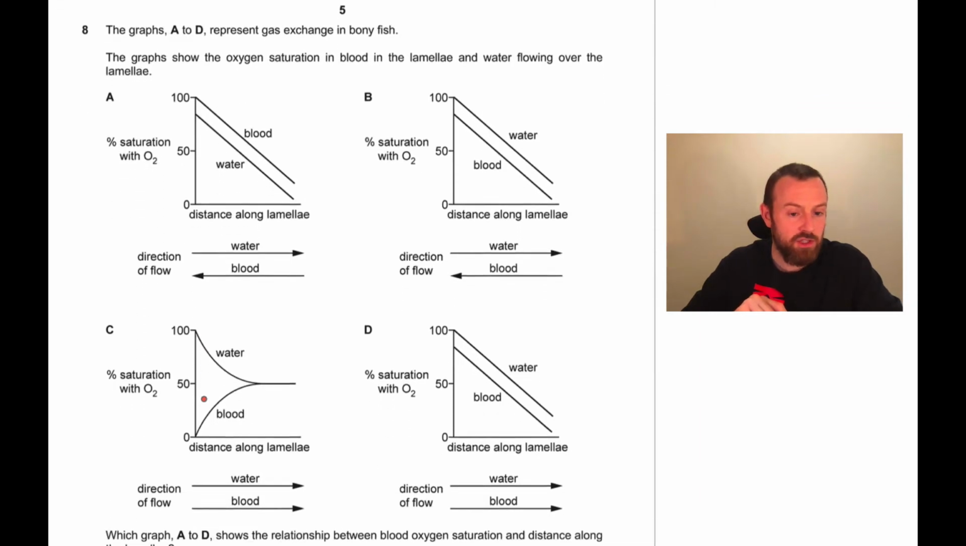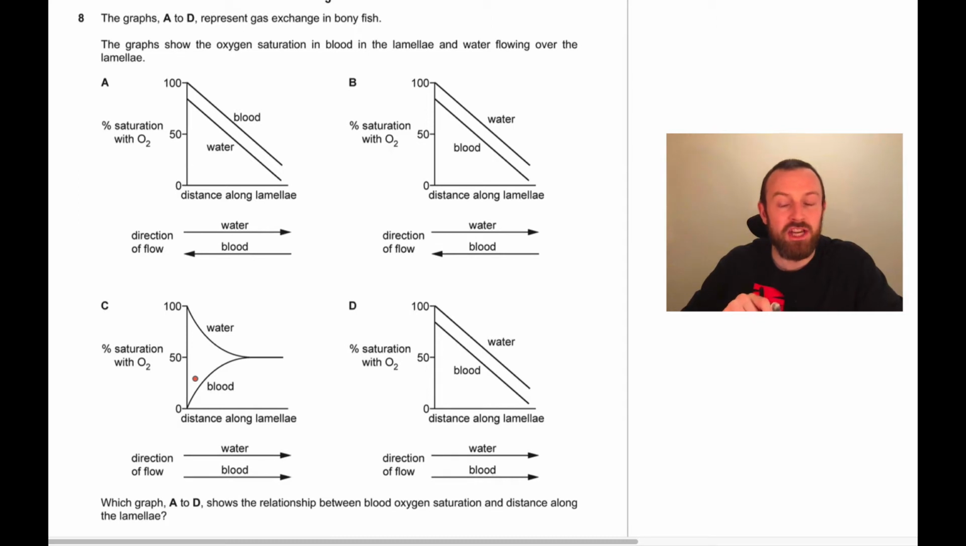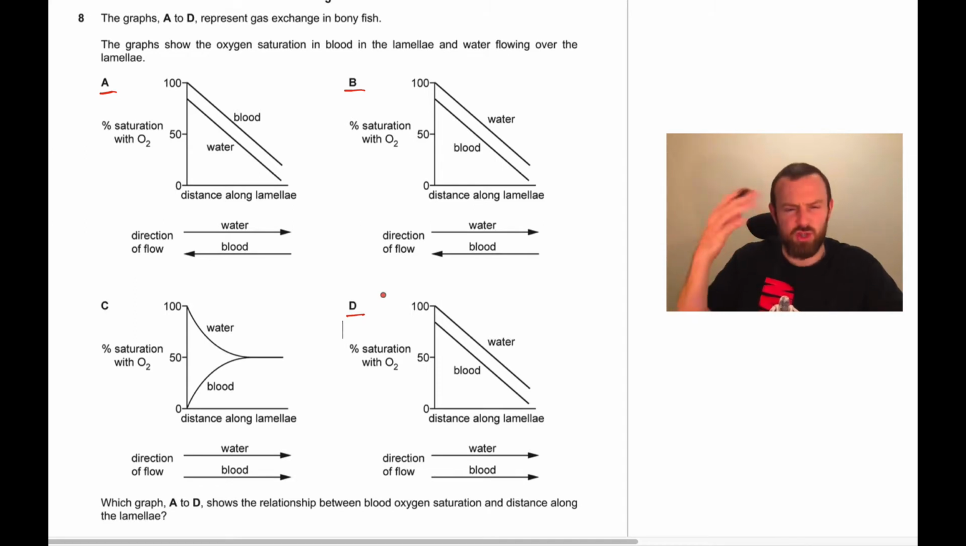8, I like this question. It's a testing one, but I like it. So first of all, gas exchange in bony fish. Hopefully you remember that this is a countercurrent exchange mechanism, and hopefully you will just remember that it's one of these graphs, A, B, or C. You might just remember, A, B, or D even. You might remember this general shape of it.